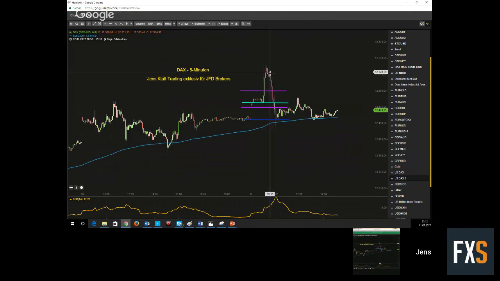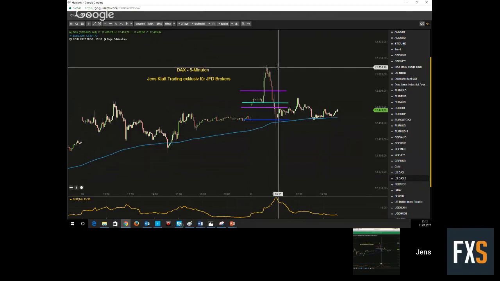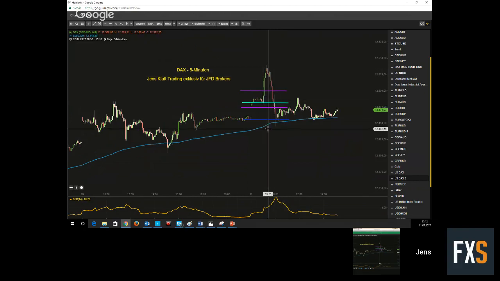since when I finally decided, when I said, well, I wanted to go short here, I nevertheless somehow had the idea that the market will probably test the highs again and then move down from there. So that would have been my short trigger. Unfortunately, the market just went down here.